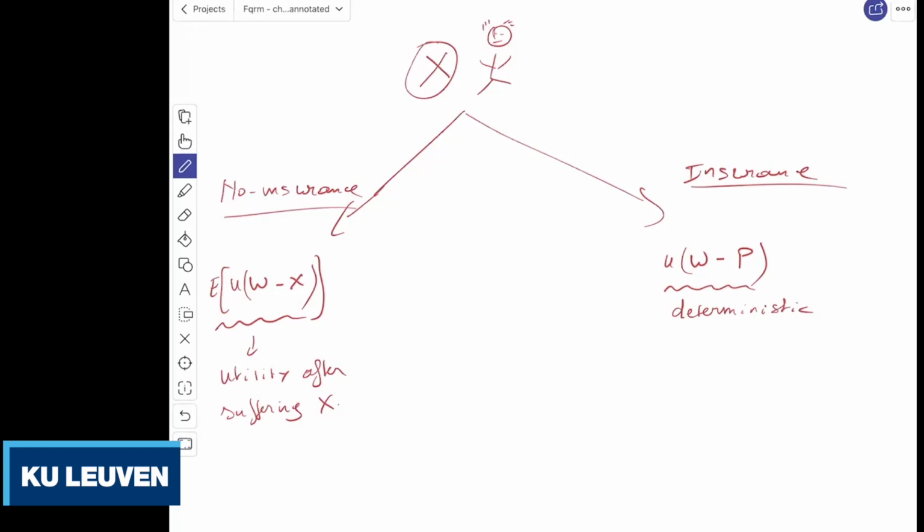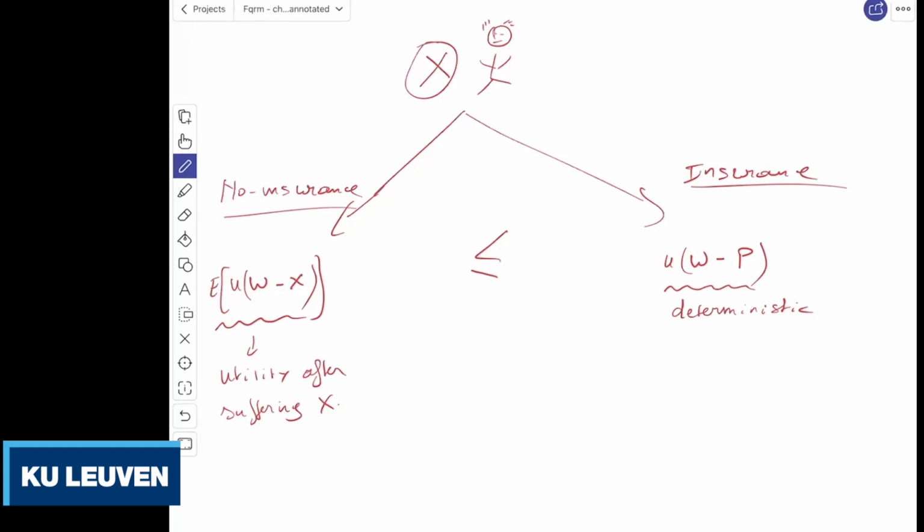So when do you prefer insurance over no insurance? If you have this inequality. If taking insurance increases your utility. So you look at what is my expected utility when I do not take insurance. What is my utility when I take insurance? If that last one exceeds the first one, it's better to take insurance. I'm better off in terms of expected utilities by taking insurance.